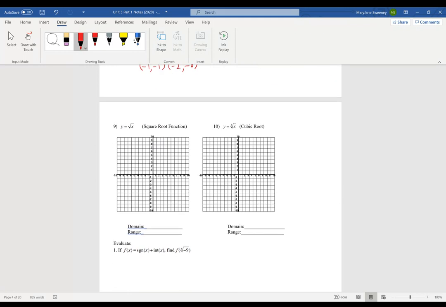Square root function: square root of 0 is 0. Square root of 1 is 1. Square root of 2, not such a nice number. Square root of 3, not such a nice number. Square root of 4, though, we know is 2. And square root of 9 we know is 3. So that's what my square root function looks like. Domain 0 to infinity, range 0 to infinity.